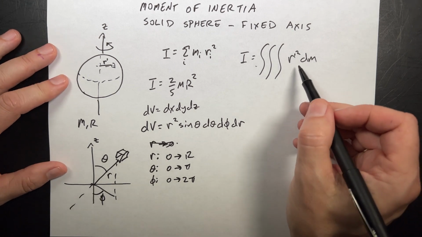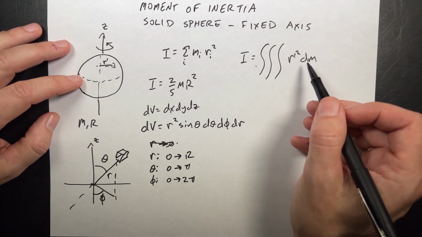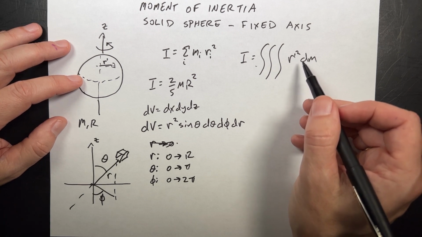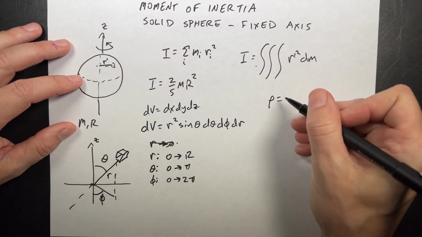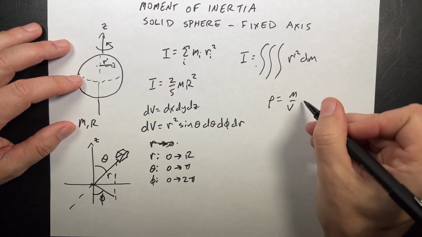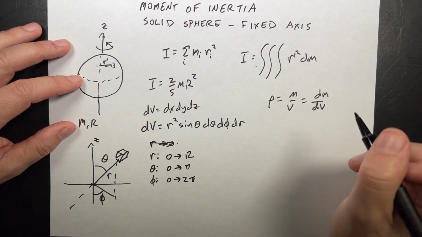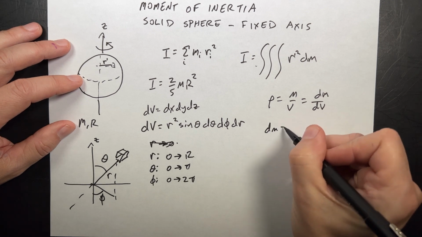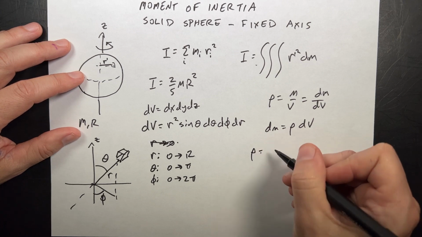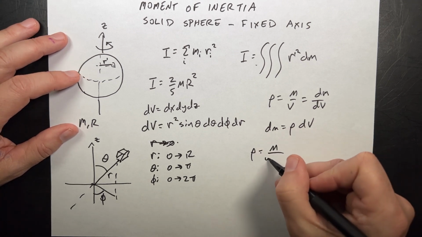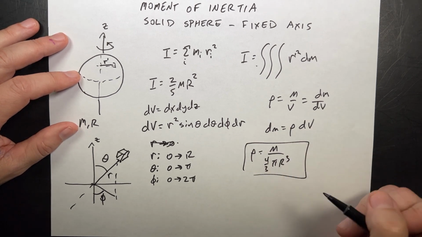Okay, so the first thing I need to do, and this isn't too bad, is get dm in terms of dv, right? Because I don't really care about dv, I care about the mass element. So if I have a constant density, rho is mass over volume, then that's also going to be equal to dm over dv. So dm is going to be rho, the density, times dv. Rho is going to be the total mass divided by the total volume, 4/3 pi r cubed. And we'll get back to that later. But right now, let's just use that for dm.